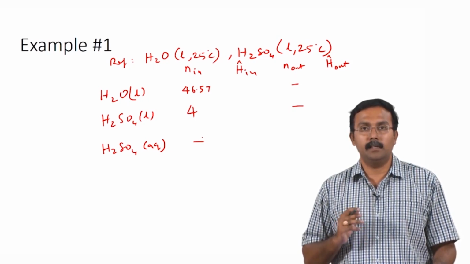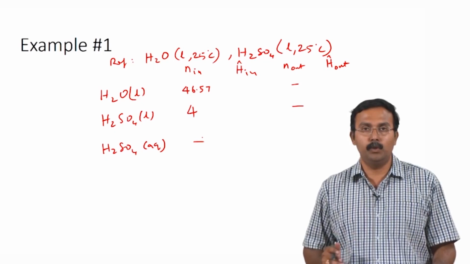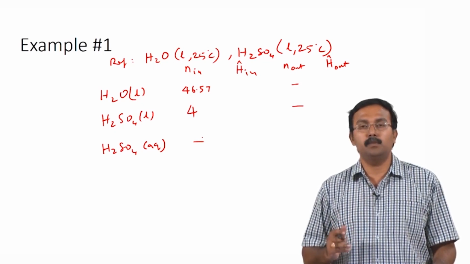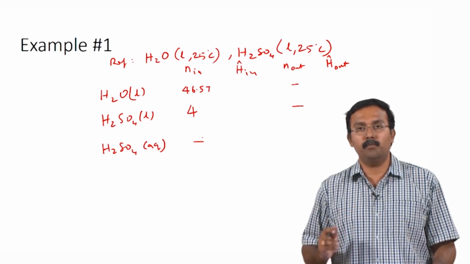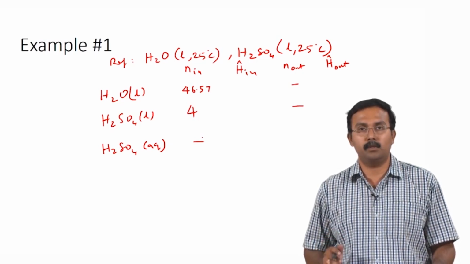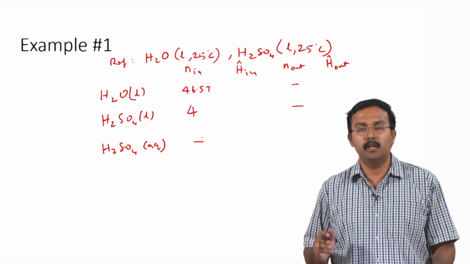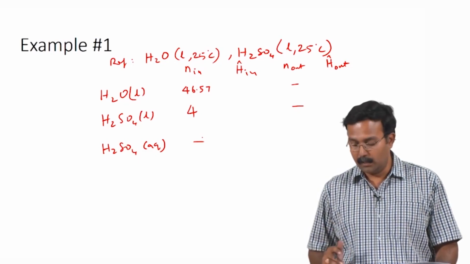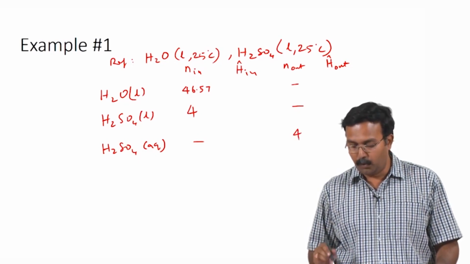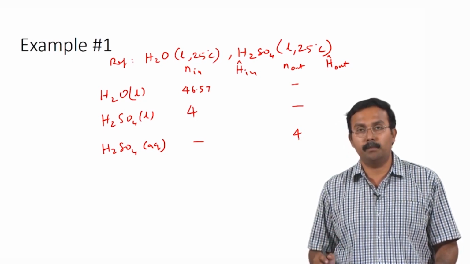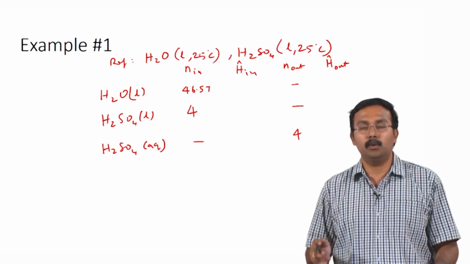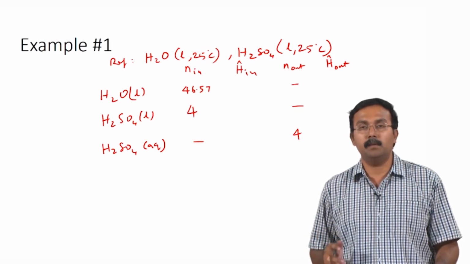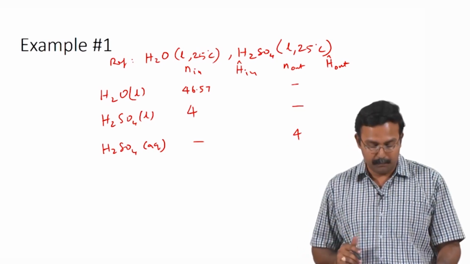If you look at the data given for heat of solution, it is given as kilojoules per mole of H2SO4. So, we should write the number of moles of H2SO4 present in the aqueous solution, not the total number of moles of the aqueous solution present. This means you would write 4 as the number of moles of H2SO4 present, and this should be multiplied with the enthalpy data to get the total change in enthalpy. The specific enthalpy times this will give you the total change in enthalpy.